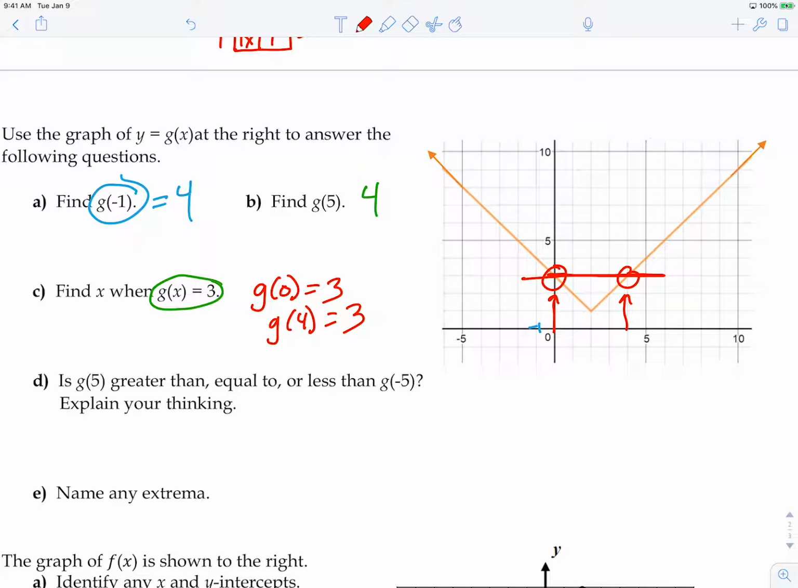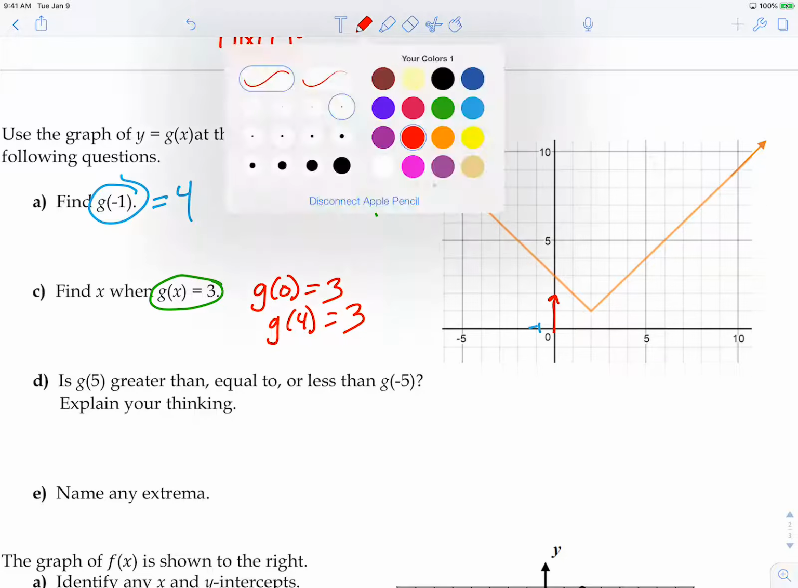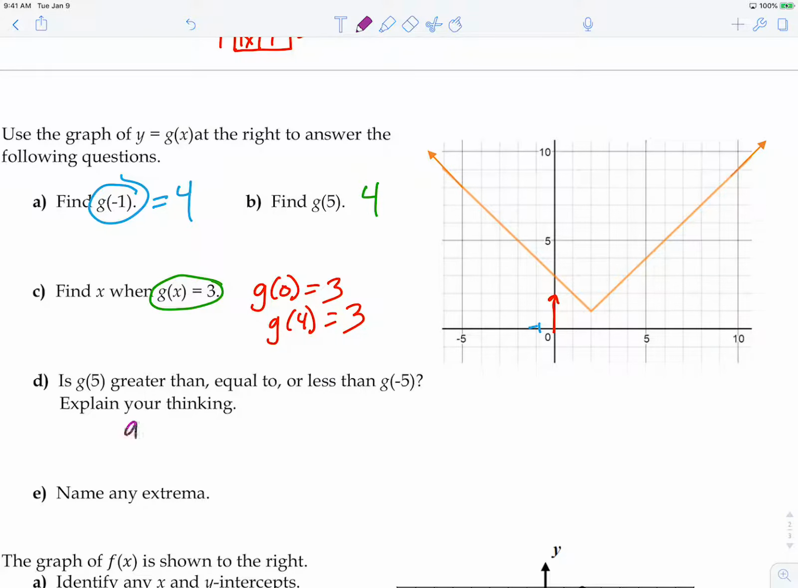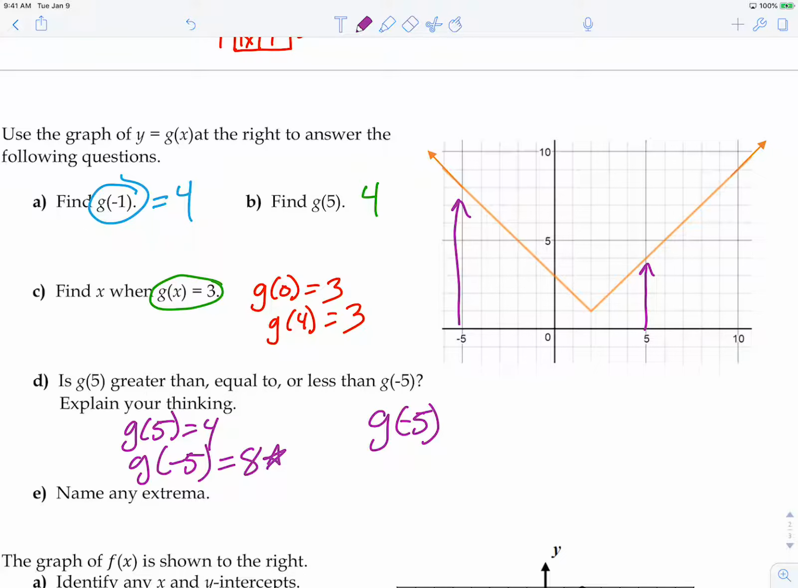Okay, is g of 5 greater than or equal to or less than g of negative 5? Explain your thinking. So if you find your two answers, we can find out that g of 5 is 4, so g of 5 is 4. And we can find out that g of negative 5, which is over here, equals 8. So 8 is a larger number, therefore g of negative 5 is greater than g of 5. If you wrote it the other way around, g of 5 is less than g of negative 5.